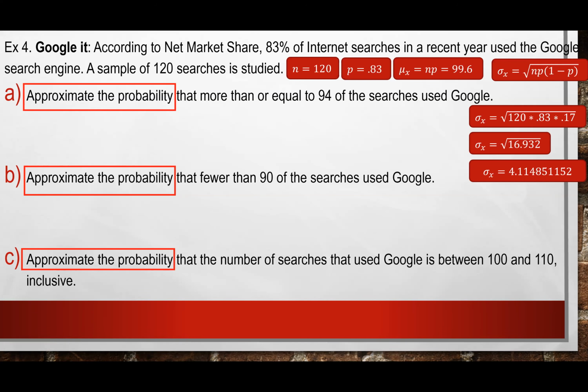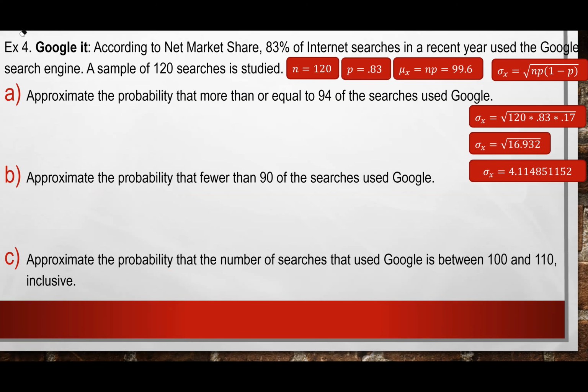So that is the first thing we need to do. We need to find a mean and a standard deviation to approximate this item. Now they ask you to approximate the probability that more than or equal to 94 of the searchers are using Google. So how do I do this? First of all, we want the probability of X bigger than or equal to 94.